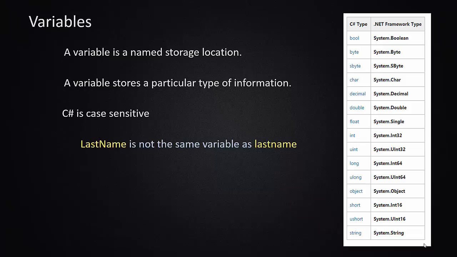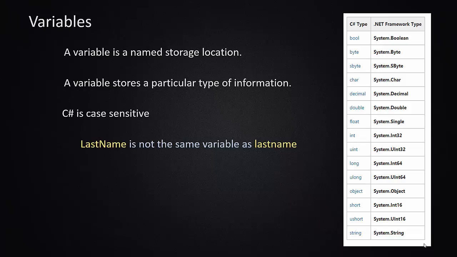Variables in computer science are named storage locations. In a strongly typed language or in a statically typed language, they store a particular type of information. So when a variable is created, it has a type associated with it. And C# is a case-sensitive language, which means that when you name a variable, the spelling, the capitalization, is significant.